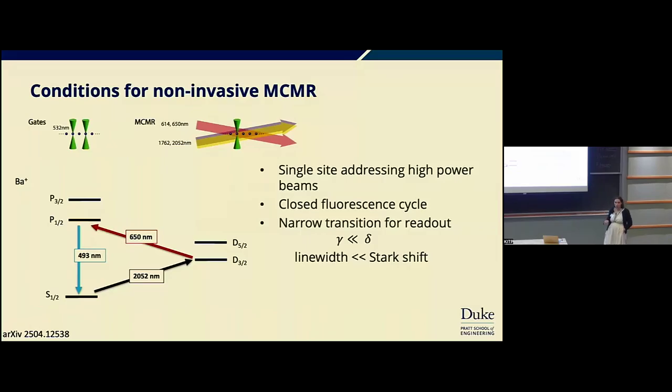So these ingredients, I'm giving barium as an example because that's what I'll talk about in the experiment that we did. But these ingredients exist in other atomic species, of course. So as long as you can meet these, then you can do this method on that species. So it's not specific to barium, but that's what I'll talk about next.